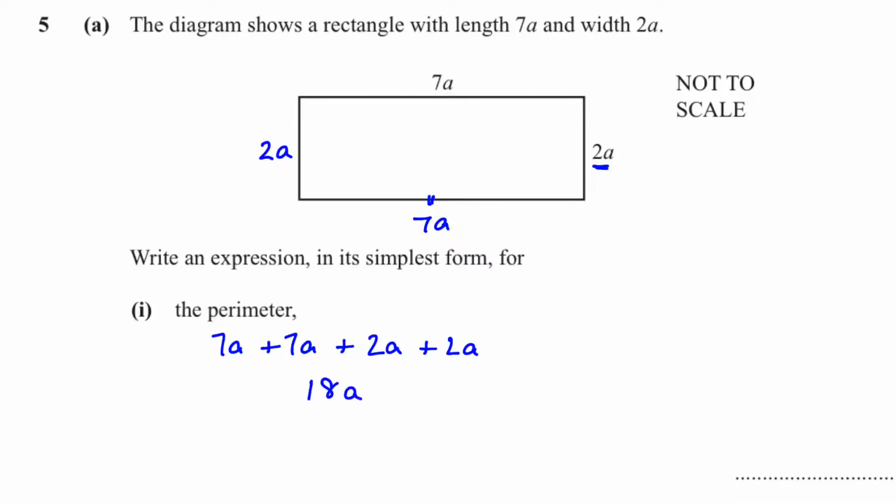There is also another rule for perimeter. If it's a rectangle, 2 times W plus L.